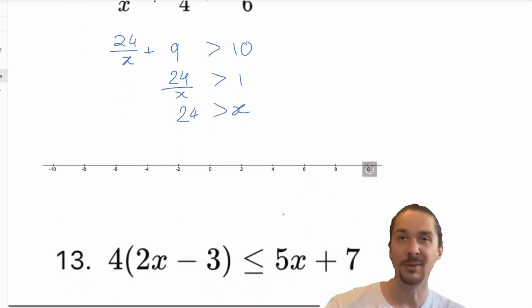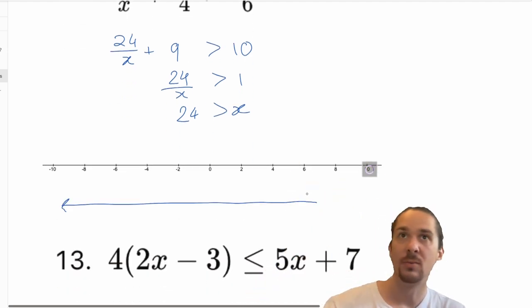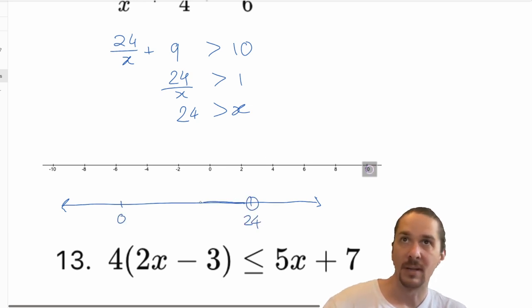So this number line is completely useless because it doesn't go far enough. So I'll put in a new one. I'm going to say here is 0, here is 24. x is less than that, but cannot be that. So I put an open circle, and I say x is in this direction.